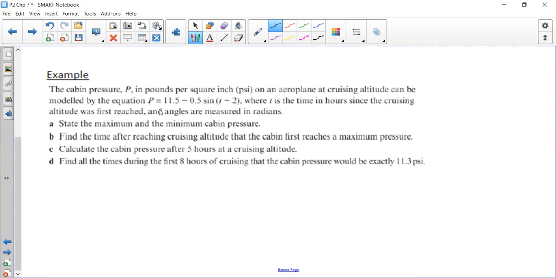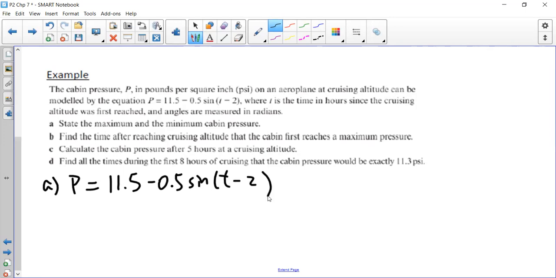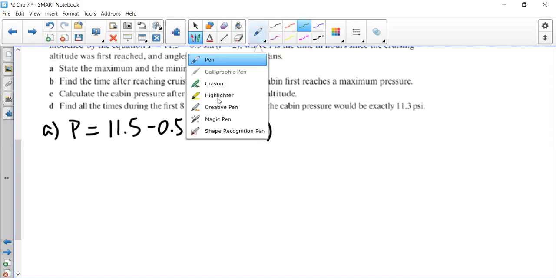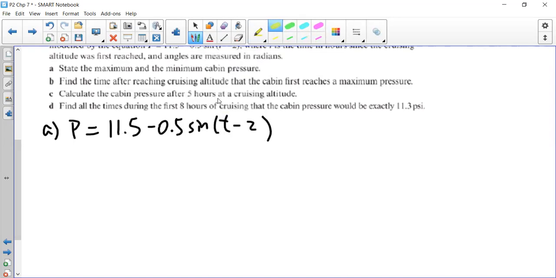Question A, state the maximum and minimum cabin pressure. So part A, P equals 11.5 minus 0.5 sine (t minus 2). Now we've learned about maximum and minimum. We have learned about using a highlighter. Sometimes I use a green box, sometimes I use a highlight. I think I did use a highlight in my previous video. So this part, sine (t minus 2), has a range of values between -1 and 1. Remember that. So if I want to find a maximum or minimum, I can substitute this highlighted part by the value of 1 or -1 to work it out.